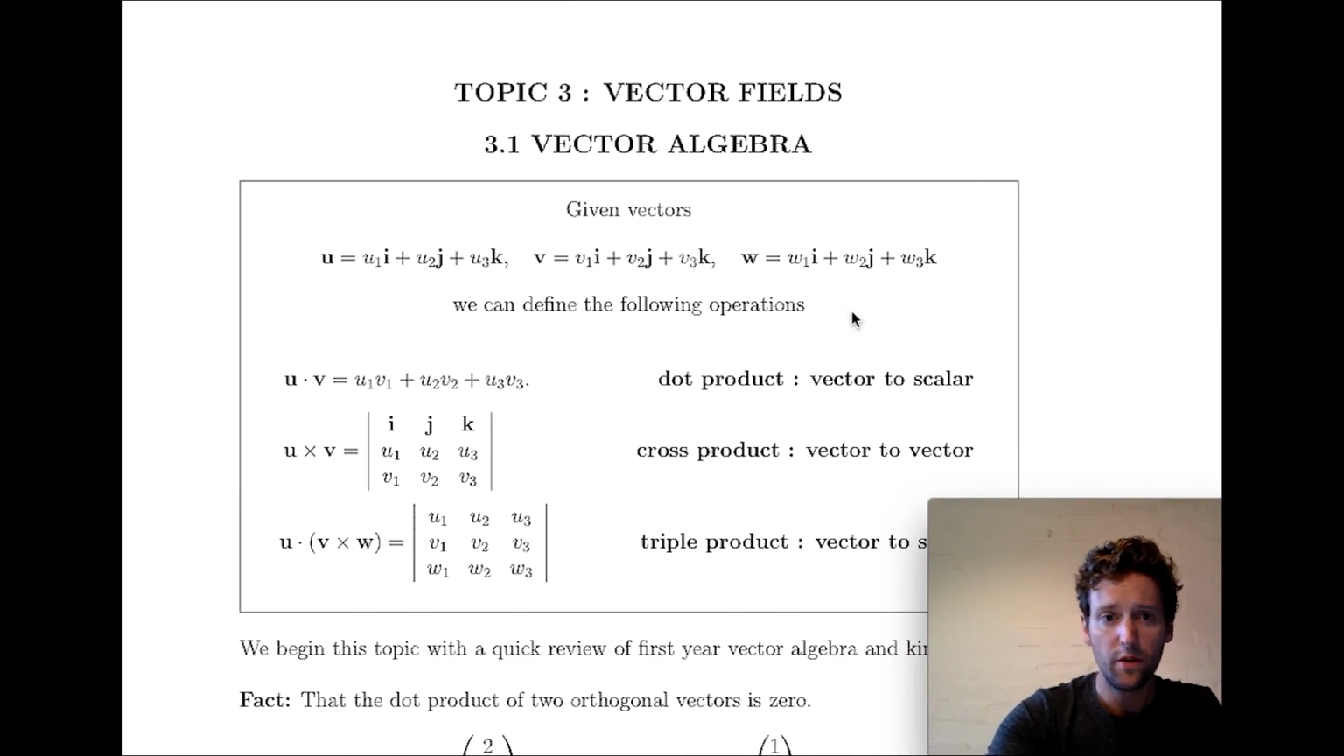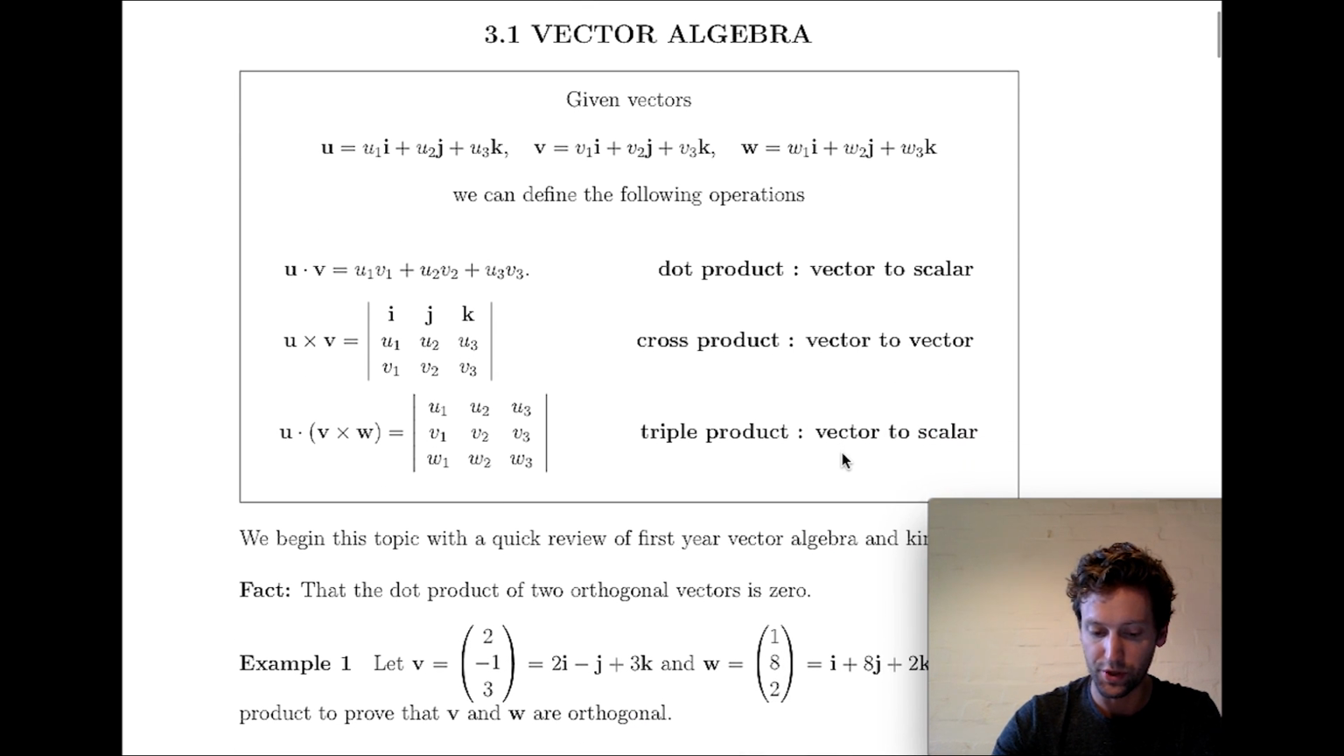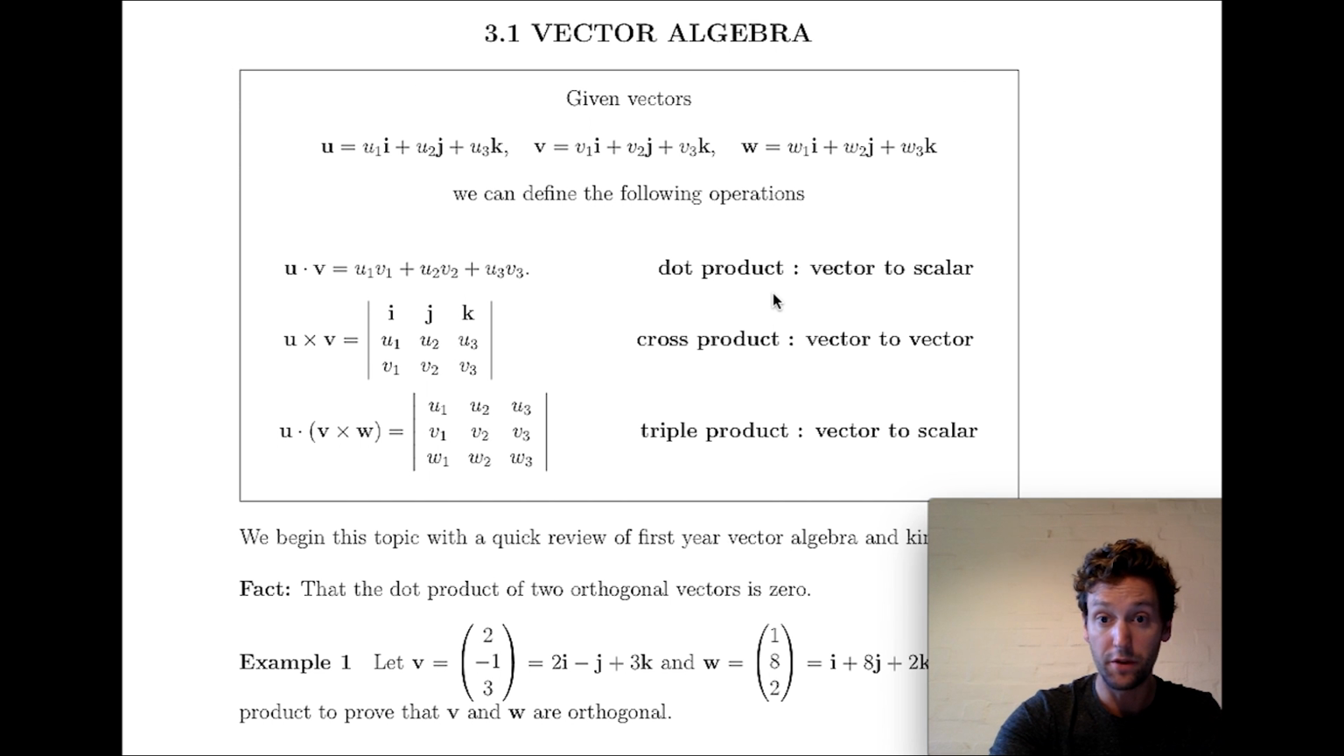In this lecture, we're going to review some of your first year material on vector algebra and kinematics. So I've given you some definitions here that you'll have already seen in your first year courses. We have the definition of a dot product, a cross product, and the triple product of three vectors.